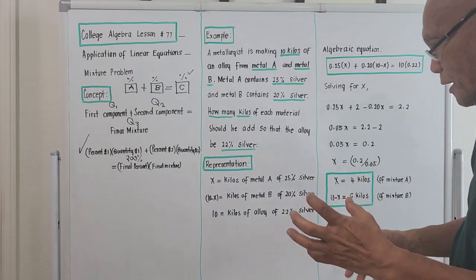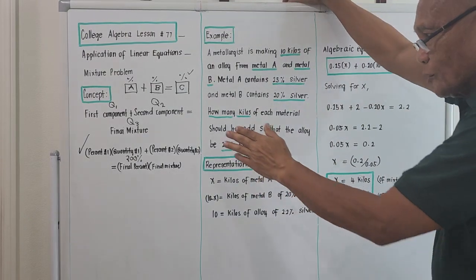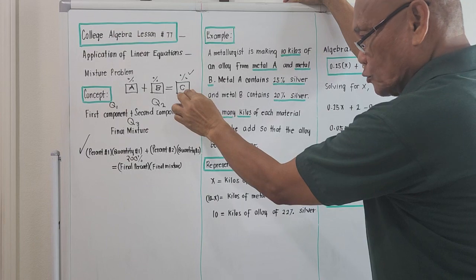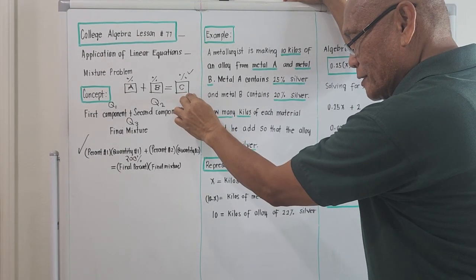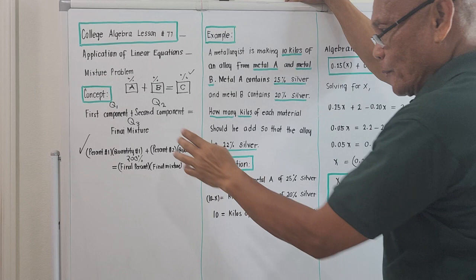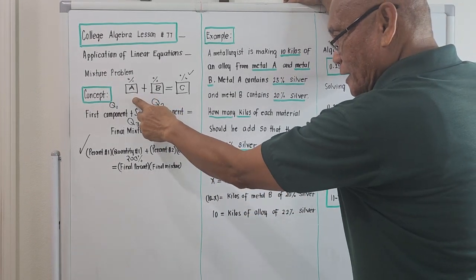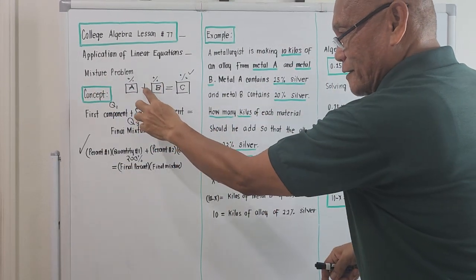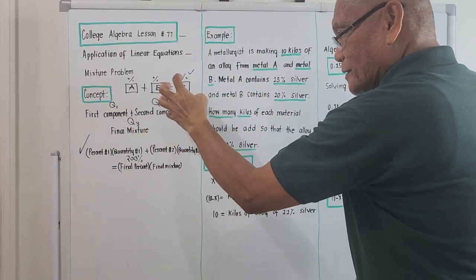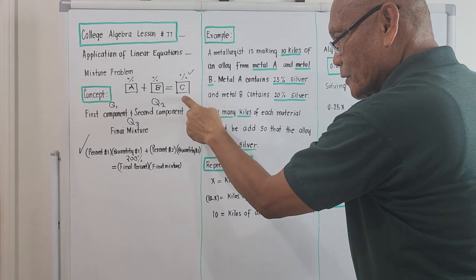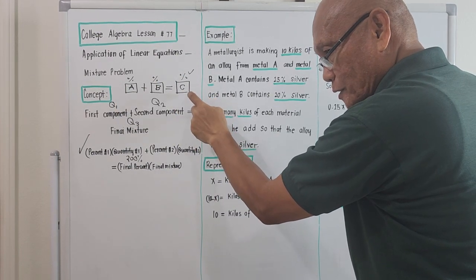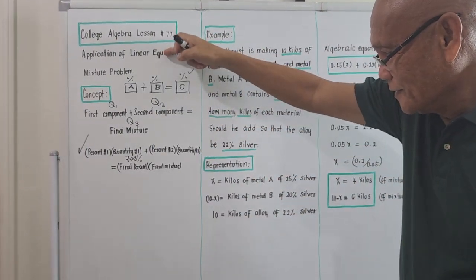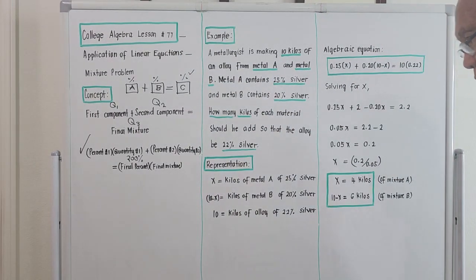So meaning to say, we got the outcome to be 10 kilos and he wanted this to be 22% silver. So the problem is asking how many kilos of metal A and how many kilos of metal B are to be added, so that when you add them, the outcome will be 22% silver and the total outcome will be 10 kilos. As simple as that if you use the diagram. Okay, let's try to bring out the solution.